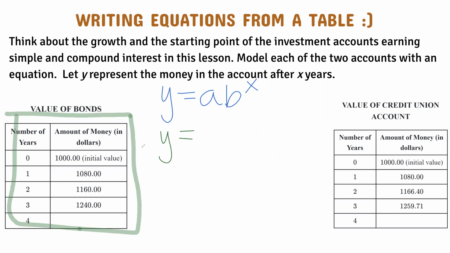Y is equal to, what is our starting value, our initial value? It's $1,000. Next, what is our multiplier? What is our B? Oh, I'm sorry, this is the linear one, right? Oops. So let me go back. Because we are adding $80 each time, what type of equation is it? It is a linear equation, right? So our linear equation is mx plus b. So what are we starting with? Remember, that is our initial value.